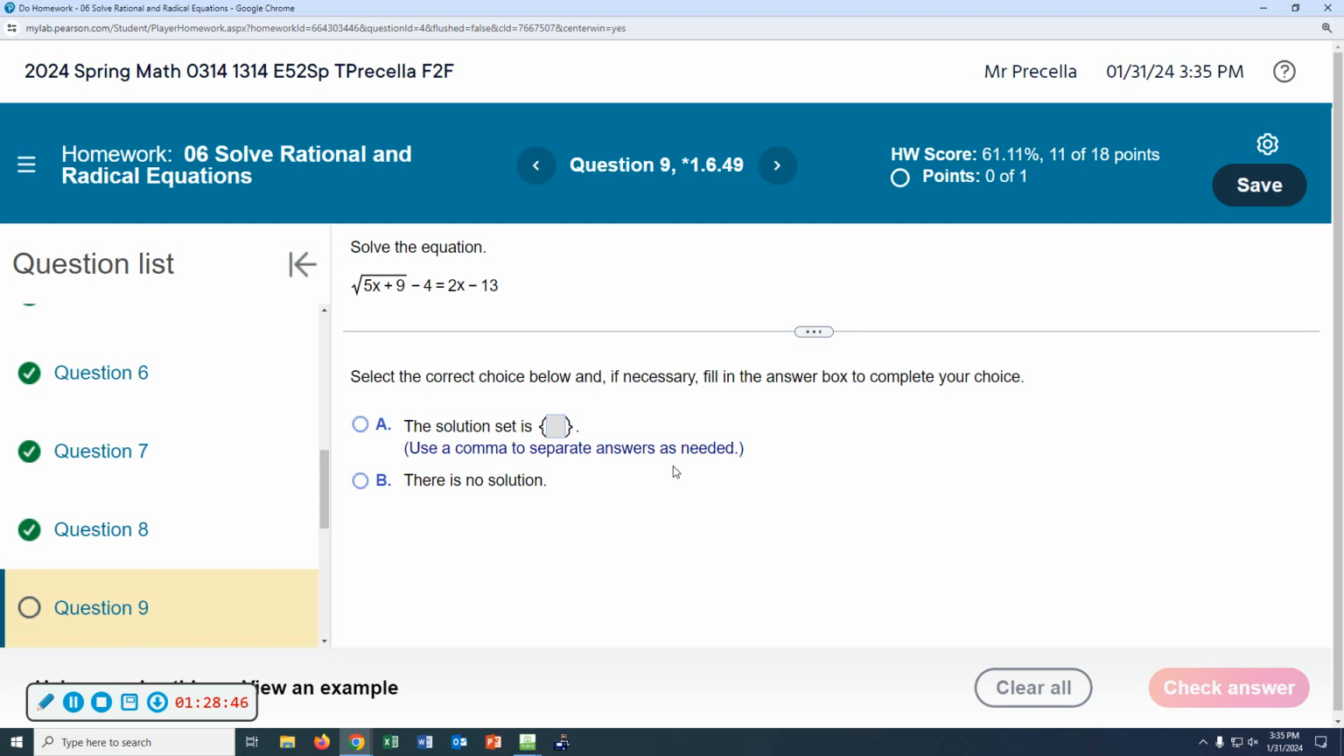Okay, number 9. Square root. What power am I going to raise both sides to? A cube root? A cube or a square or what? A square, because it's a square root.